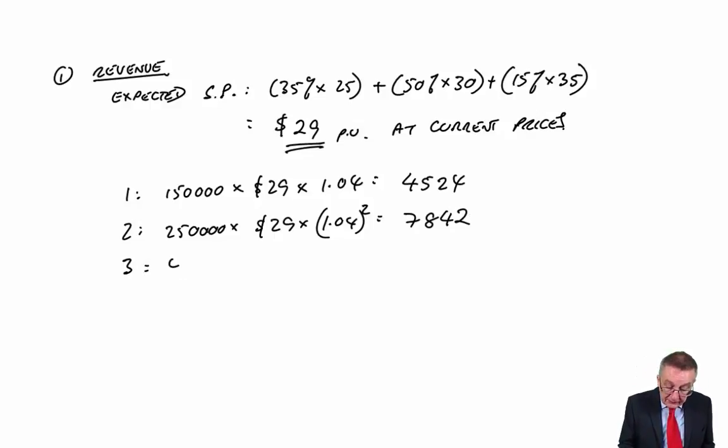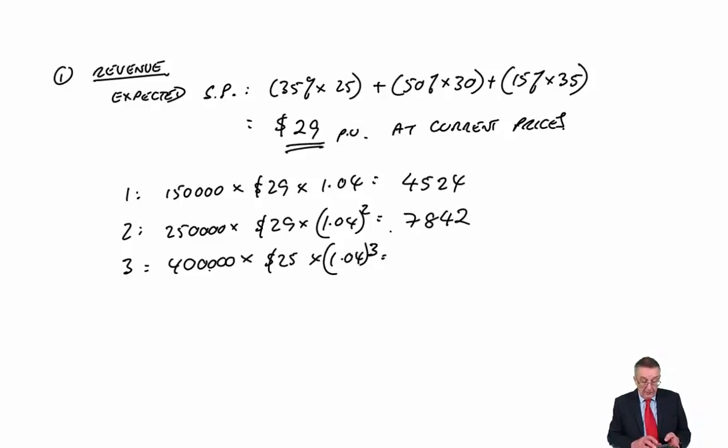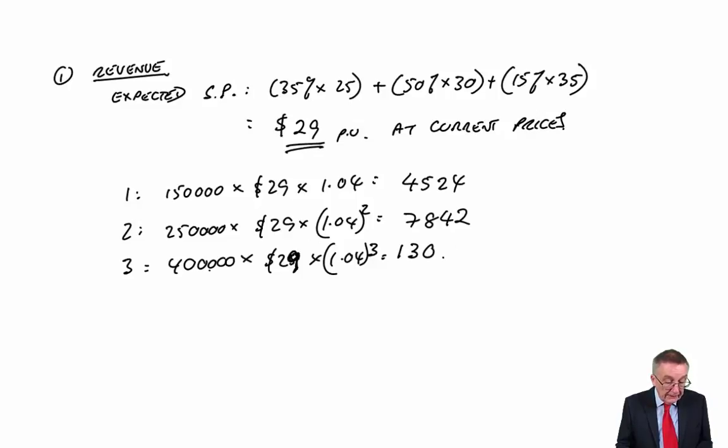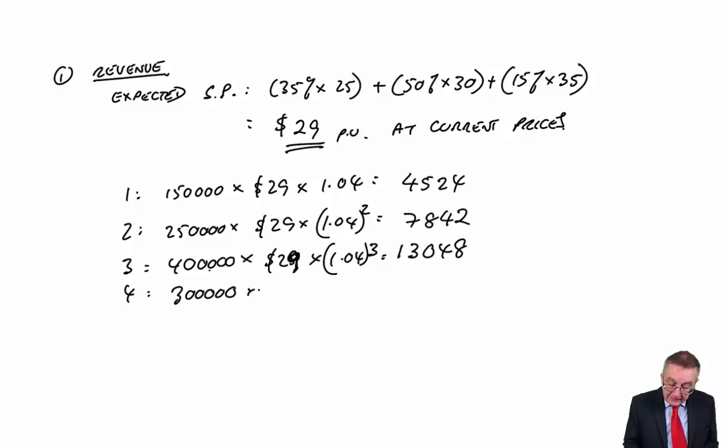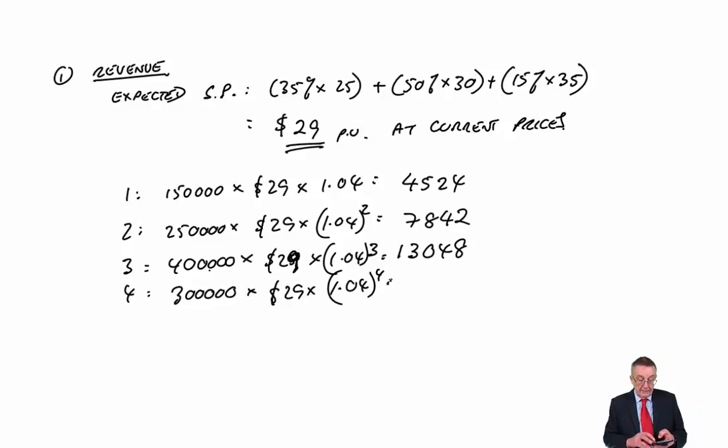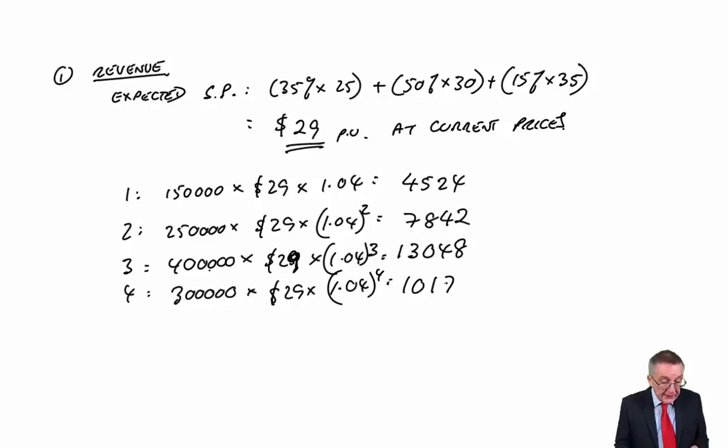Time 3, 400,000 units at 29, with 3 years' inflation. That's 13,048 in thousands. And at time 4, 300,000 units at 29 at current prices, with 4 years' inflation at 4%, is 10,178.